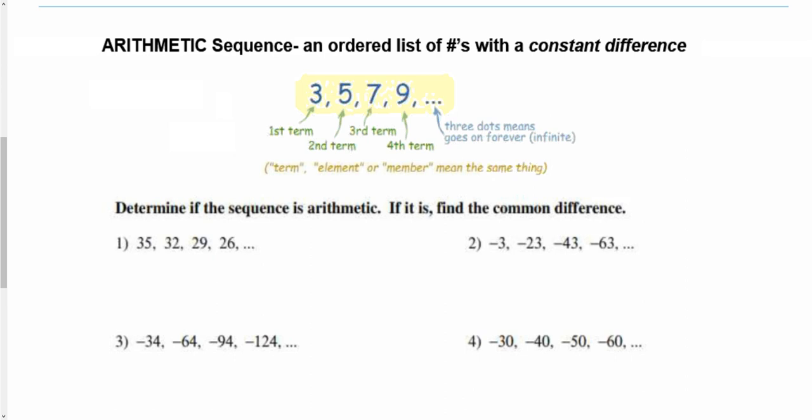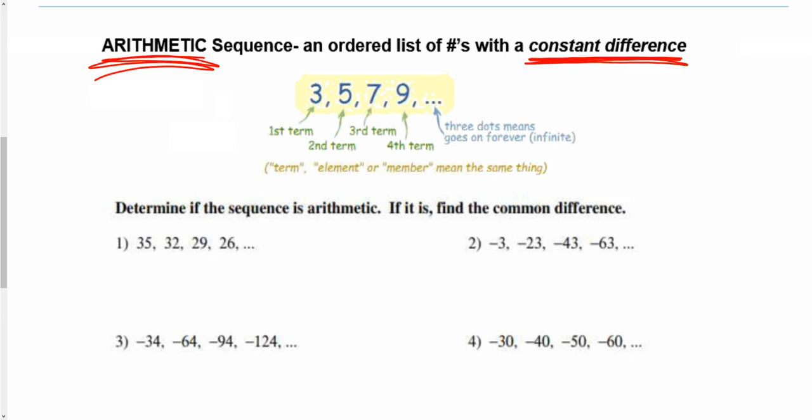First one is called arithmetic. Now, it looks like I'm pronouncing it weird, right? It looks like the word arithmetic. When it's used with the word sequence, it's pronounced arithmetic sequence. All it is is an ordered list of numbers with a constant difference. Have you guys ever heard the phrase, same difference? That's exactly what that's saying.